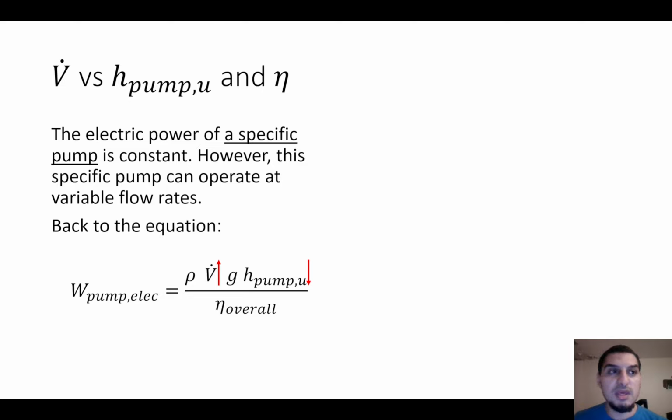if you buy any pump, you will find one of the pieces of information that you get with the pump. It's this relation: how much head it will produce for variable flow rates.